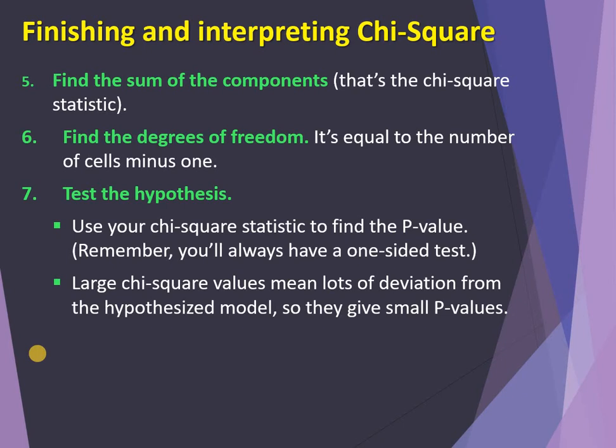There are no negative chi-squares. That's why I drew this line here, because chi-square doesn't go to the negatives. When we're talking about normal distribution, we have positive and negative z-scores or t-scores. You don't have that with this.